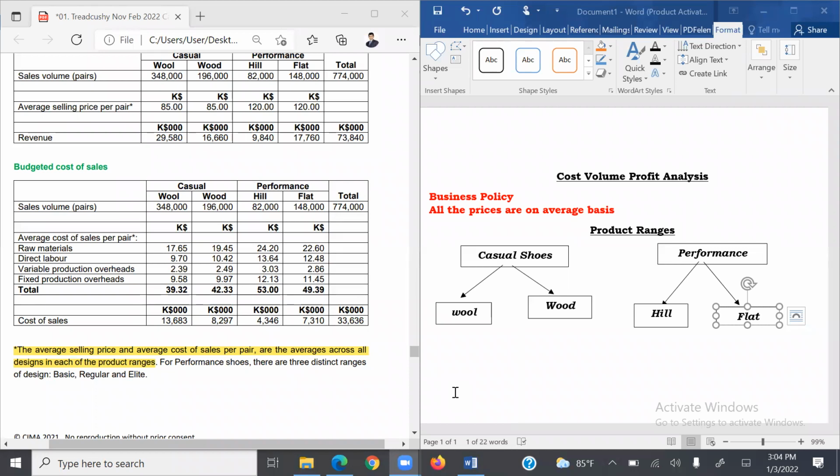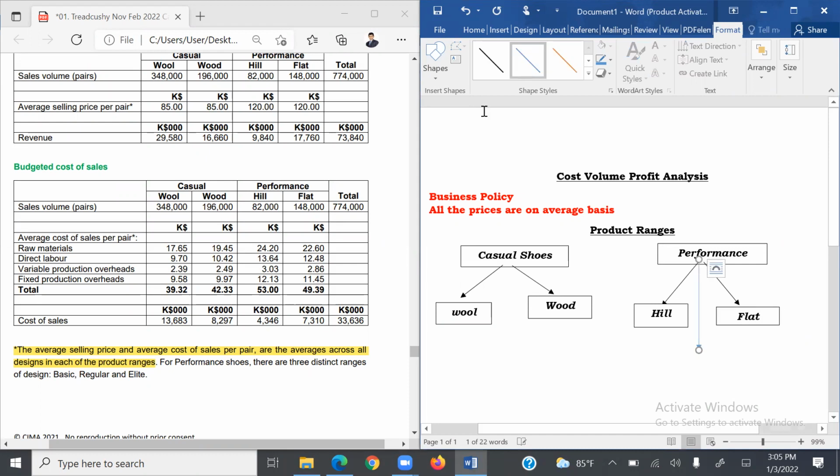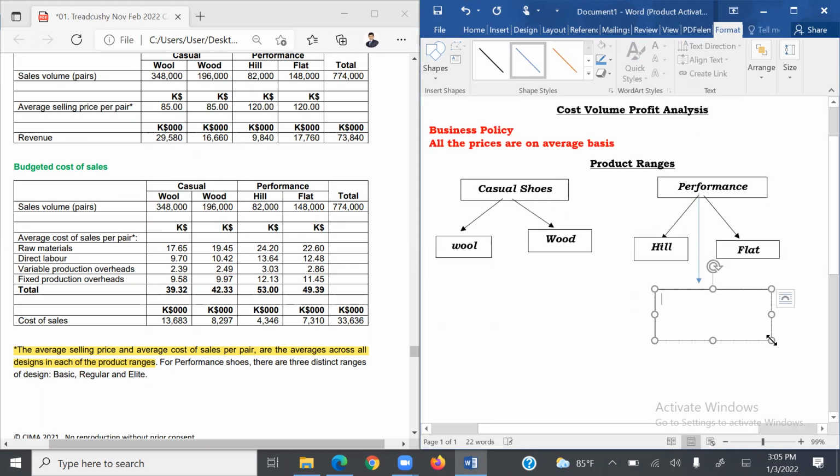Woodland is a classic example of how they took over the market by differentiating their product. Now, students, coming down to the performance shoes, there are 3 distinct ranges. The entire performance range is broken down into 3 segments, so I will write down the 3 segments here.